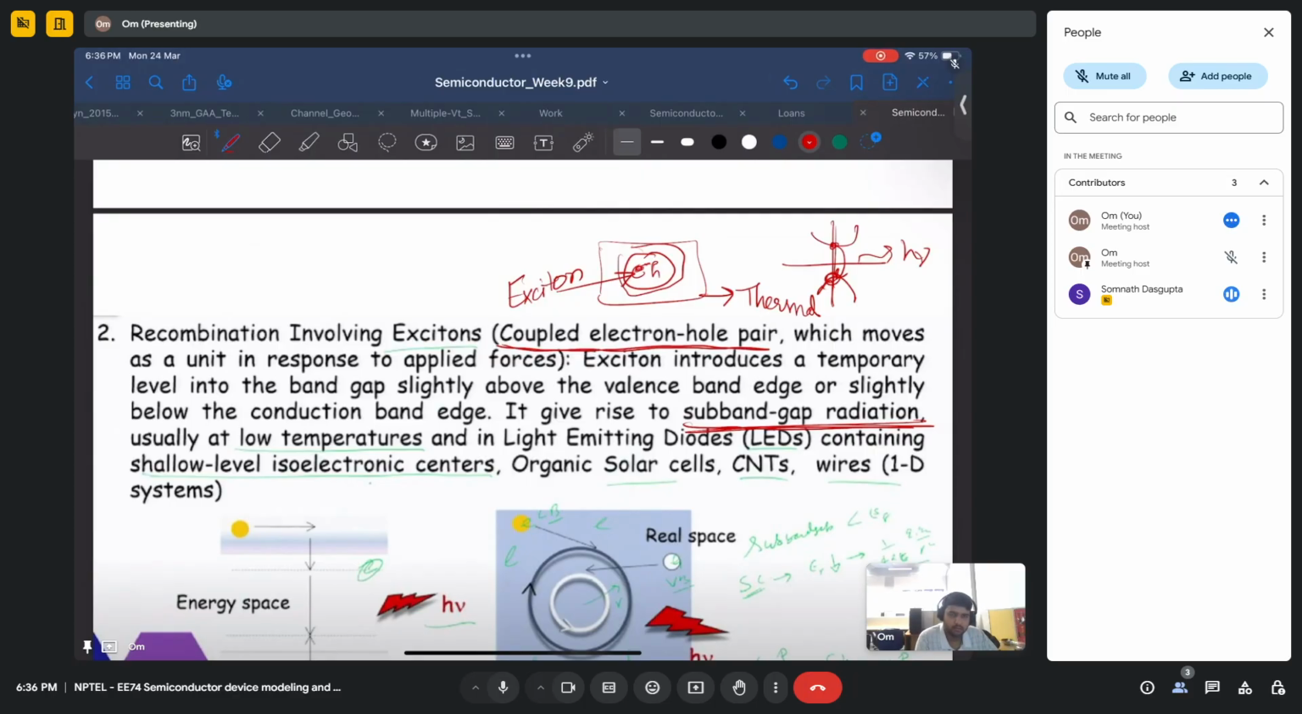Yes, photons. Lattice vibration is photons. Yes. Light is photon.